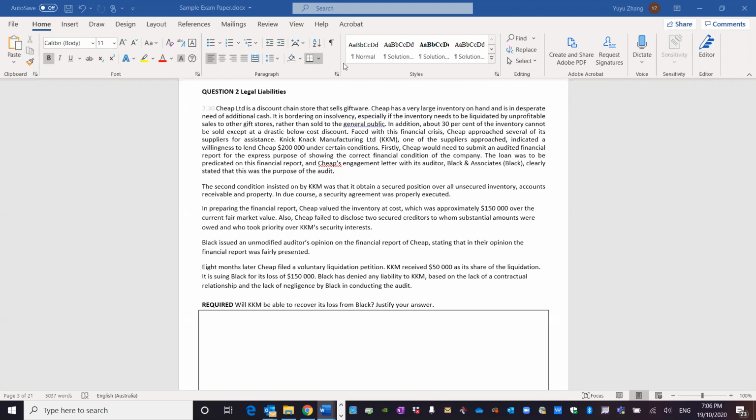Okay, duty of care, engagement letter. So the company KKM relied on the audit report to lend money to Cheap, so proximity is established, creating a duty of care.